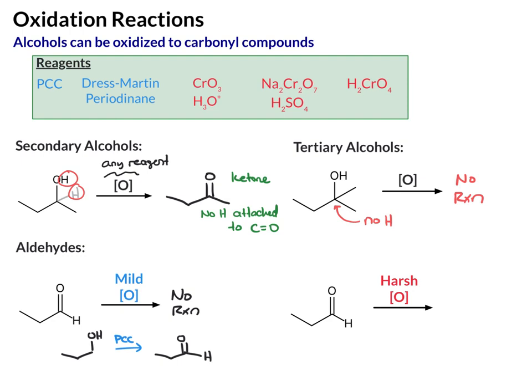But if we switch to a harsh oxidant, the aldehyde is an intermediate along the pathway of oxidation of a primary alcohol, and the aldehyde gets further oxidized to a carboxylic acid. That's going to be the same thing here. This hydrogen will get oxidized to an OH. And here's your final product, the carboxylic acid. For this course, you're not going to be required to know the mechanism for any of these oxidation reactions.